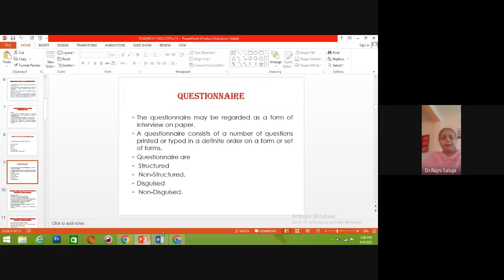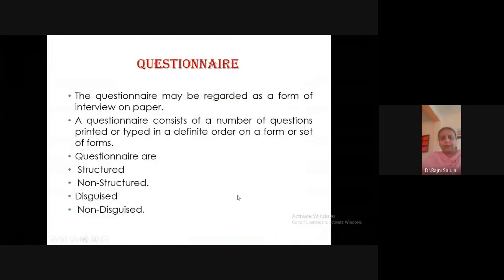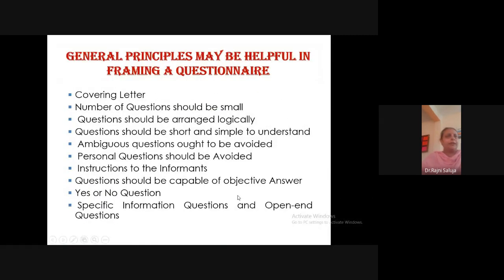Now, next we have to go for the general principles that may be helpful in framing a questionnaire. No doubt, framing a questionnaire is not a simple job. It is a tedious job, and we need expertise for framing the questionnaire. Now we have to follow certain principles for that.